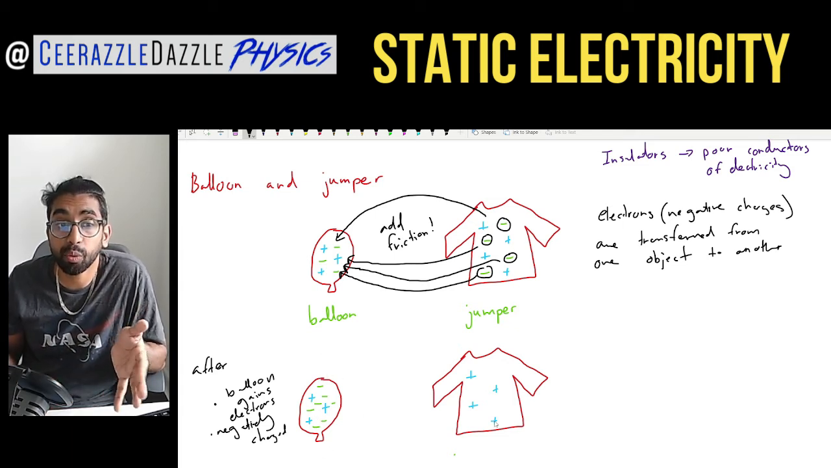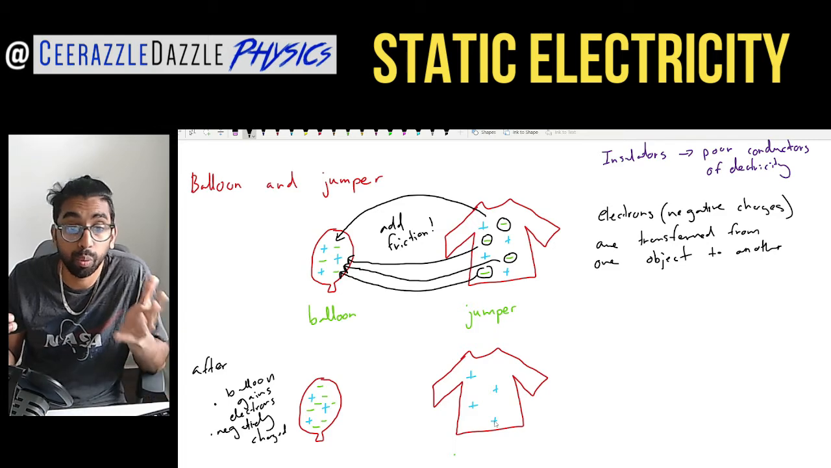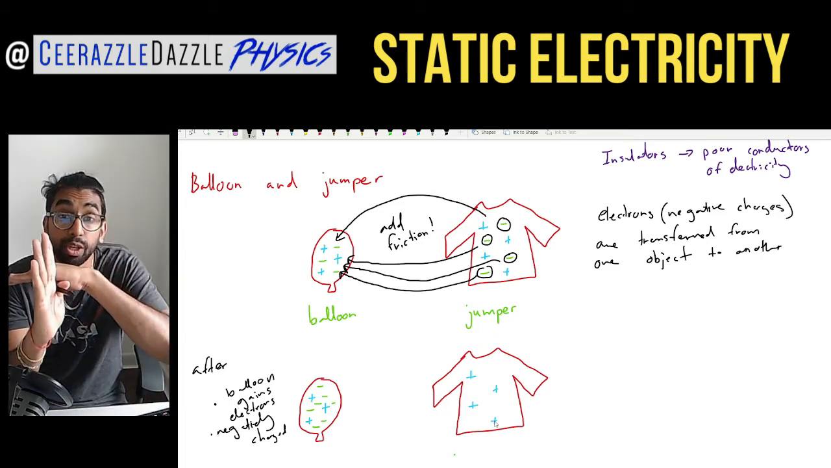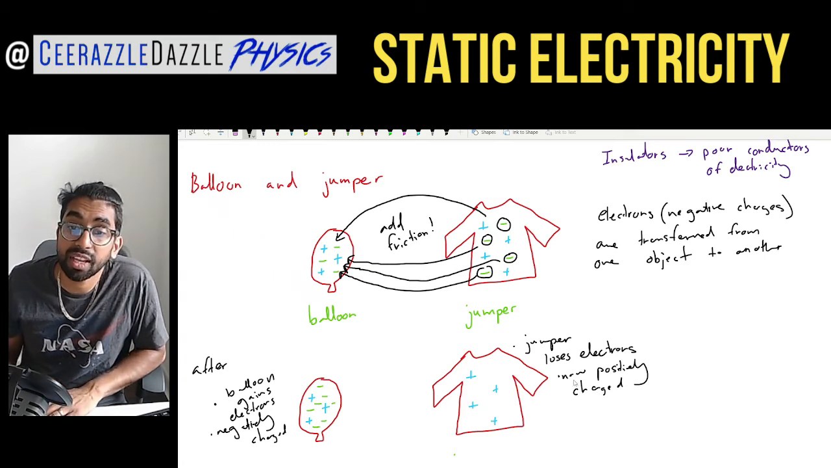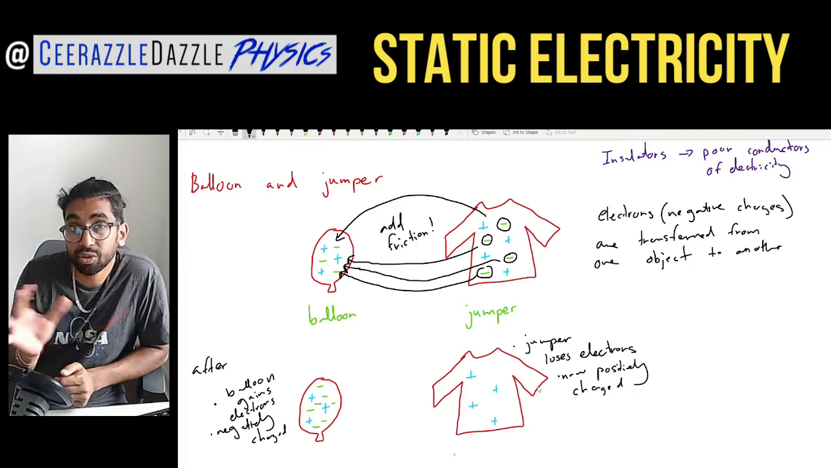And the jumper, which has lost electrons, will obviously become positively charged, guys. There you are. So the jumper now loses electrons and it's now positively charged, because it's lost those electrons here. Make sure you're happy with that, guys.